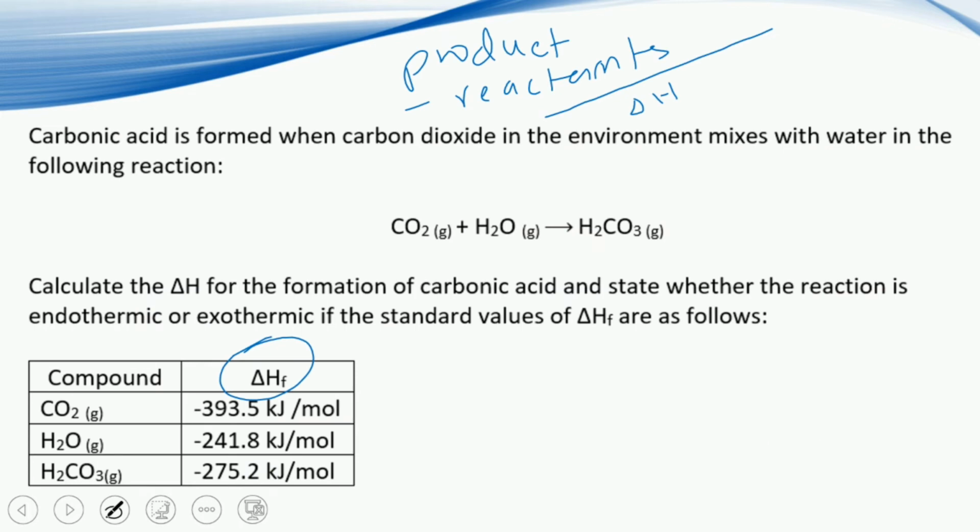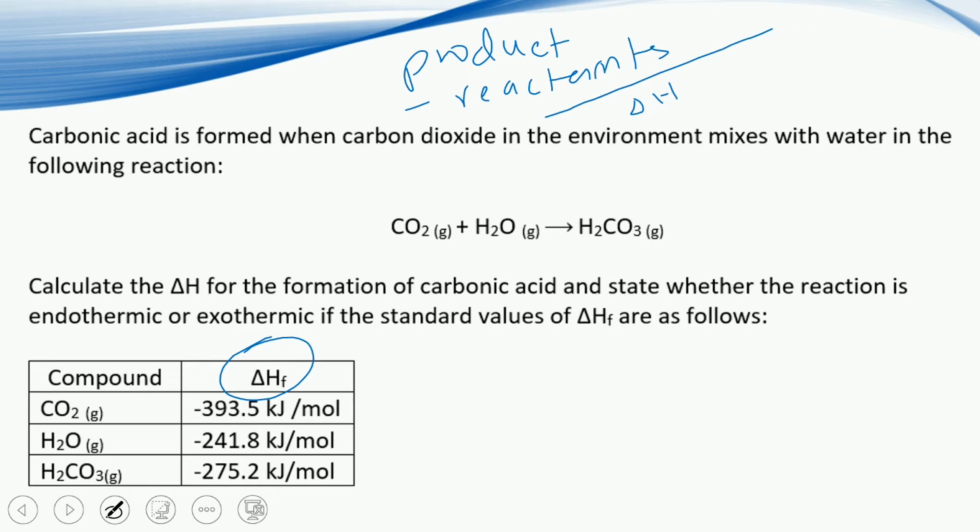We are told that we have carbonic acid, and we're told that it's formed when carbon dioxide in the environment mixes with the water in the following reaction. And we have the reaction shown here on screen. Just like before, we always want to make sure that the reactions are balanced. We'll see in the next example what the effect of the coefficients would be.